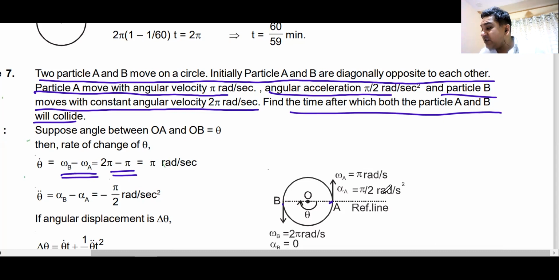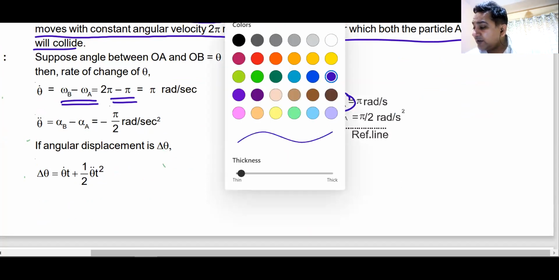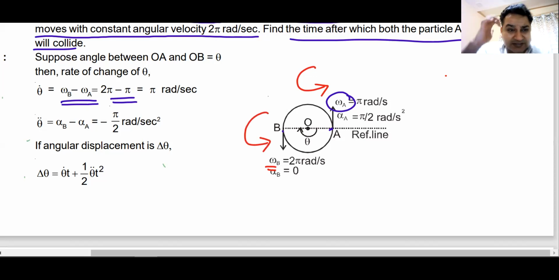Remember, beta, angular velocity is an axial vector. Now, if you look at the angular velocity of A, it is like this, in the anti-clockwise sense. Look at the angular velocity of B. It is also like this. Both are in the same direction along the axis. Whenever we talk about angular velocity, angular acceleration, we look at the axis, not the direction. So both are in the same direction.